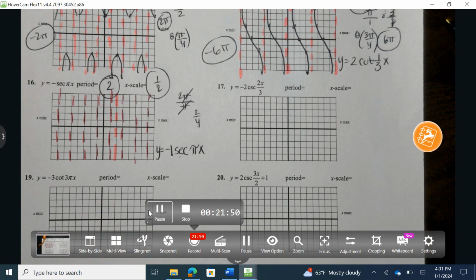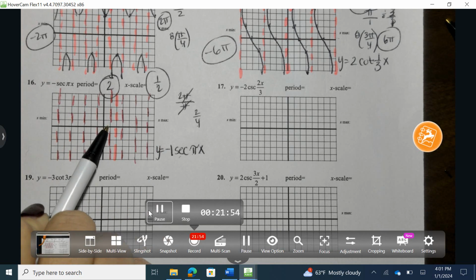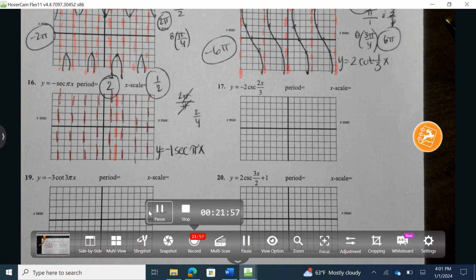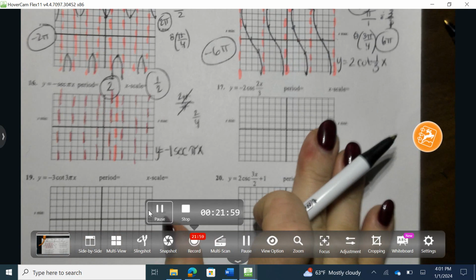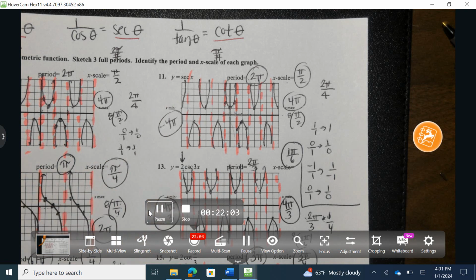Small mistake here, so I changed it to red. I want you to forget about this when I was counting and my eyes just slipped here. Just 1 to the right and 1 to the left. So I've made my vertical asymptotes that are going to align with this parent function, y equals the secant.